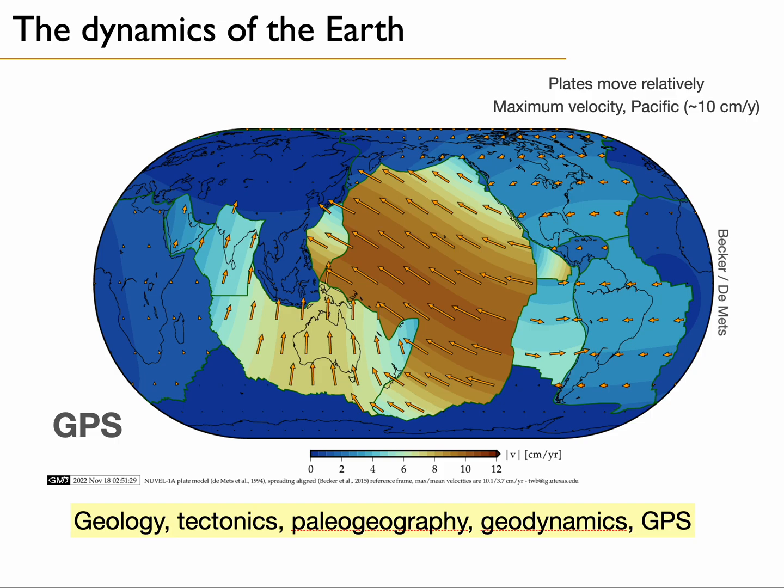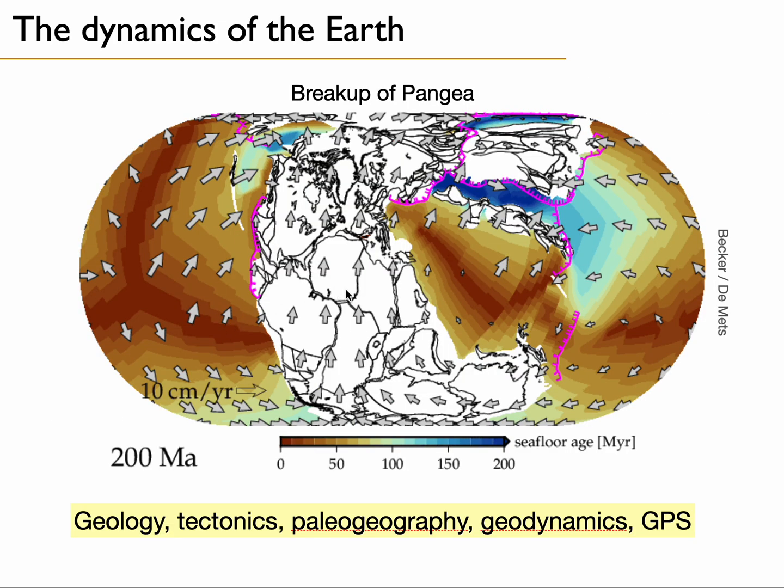This is now a nice visualization of velocity vectors and plate boundaries. So you see the plate boundaries in green here and the velocity indicating the direction and the magnitude of the surface motion of plates. This can be, for example, probed by GPS analysis. The plates move relatively to each other, and the maximum velocity would be the Pacific plate, which has a relative velocity of 10 centimeters per year. So that's very fast.